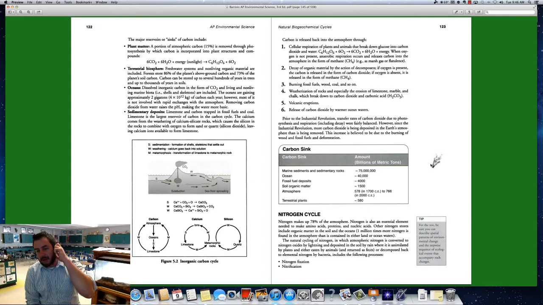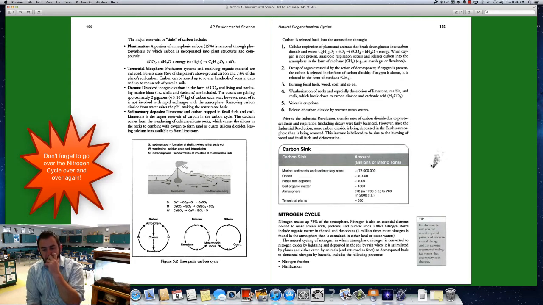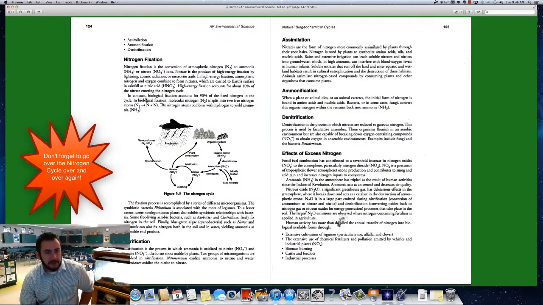The natural cycle of nitrogen, in which atmospheric nitrogen is converted to nitrogen oxides by lightning, and also deposited in the soil by rain, where it is assimilated by plants, either eaten by animals or decomposed back into nitrogen by bacteria, includes the following processes. So this little description of the whole cycle happens because of these different terms. The first one is nitrogen fixation, which we'll talk about in a second, nitrification, and then also assimilation, ammonification, and denitrification. We'll go over each of those today.